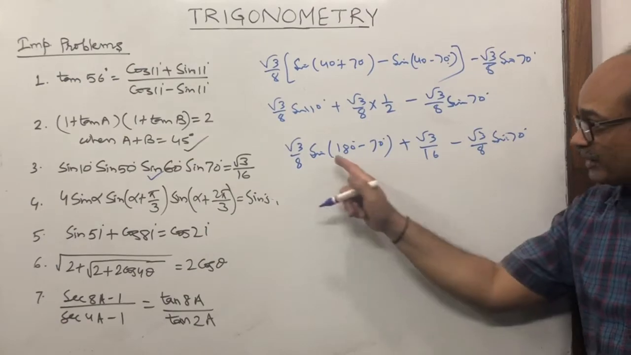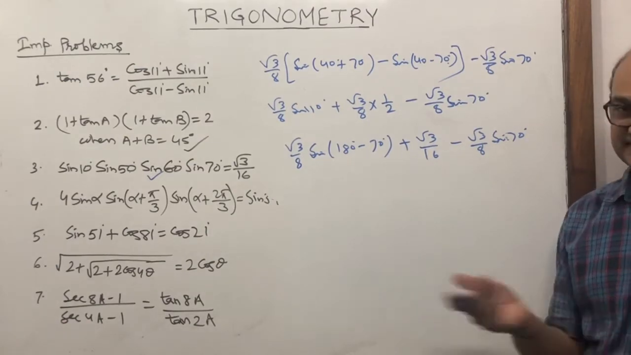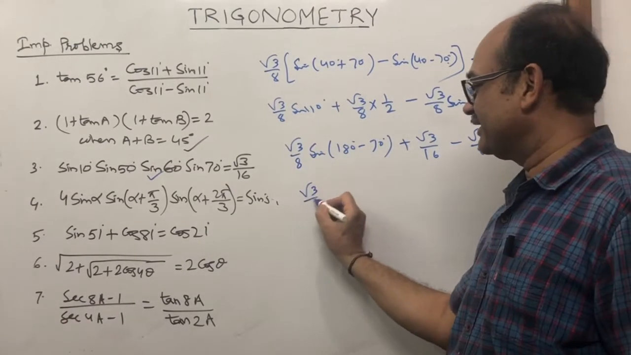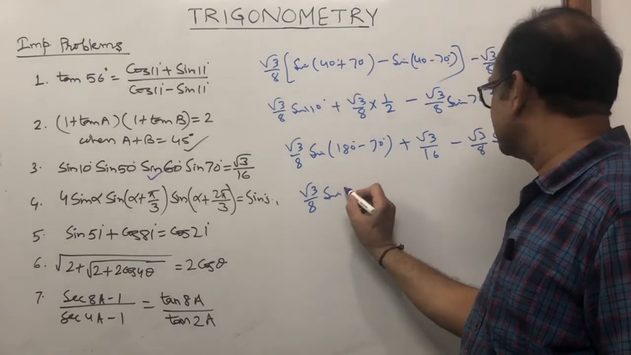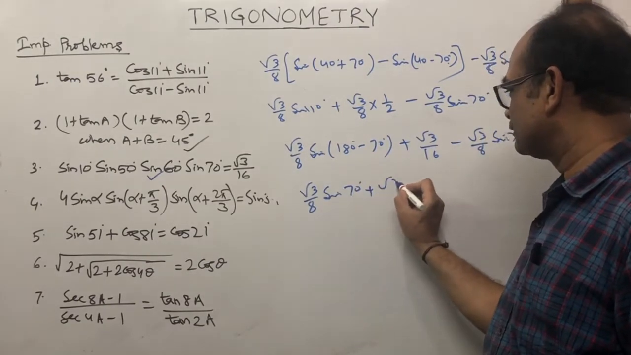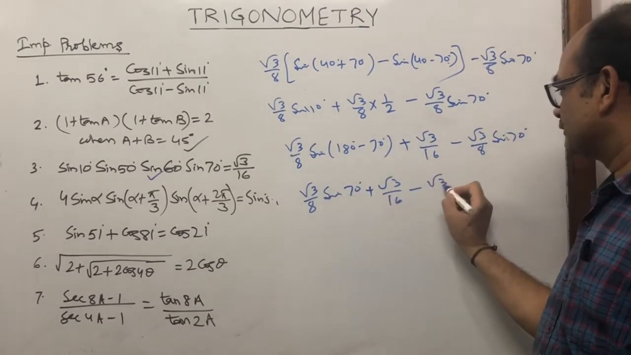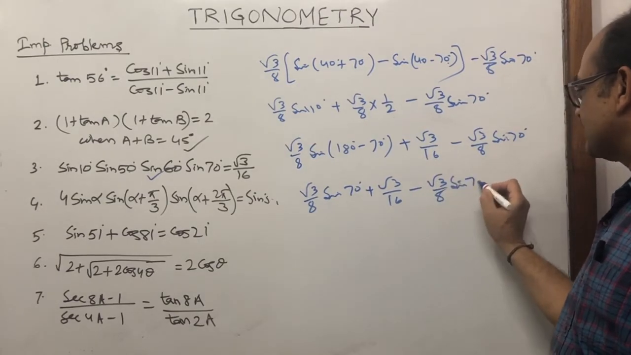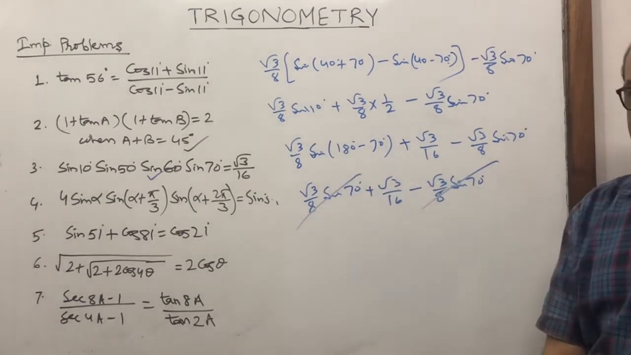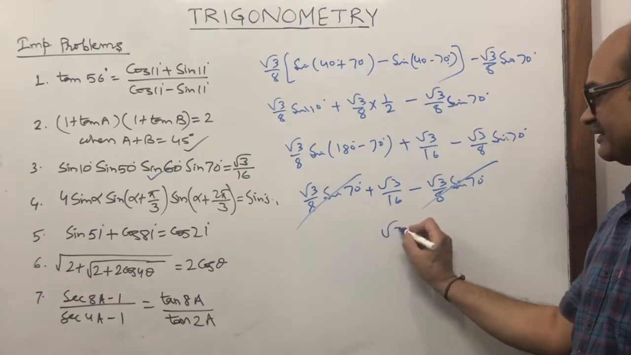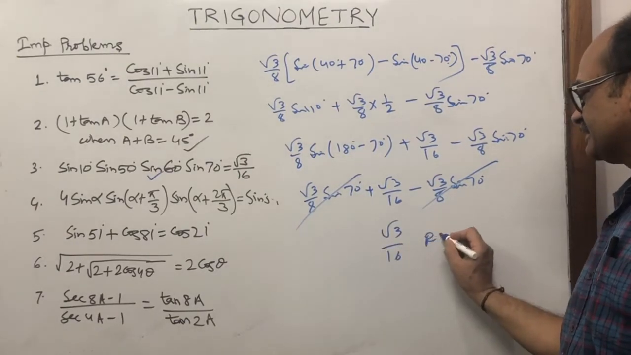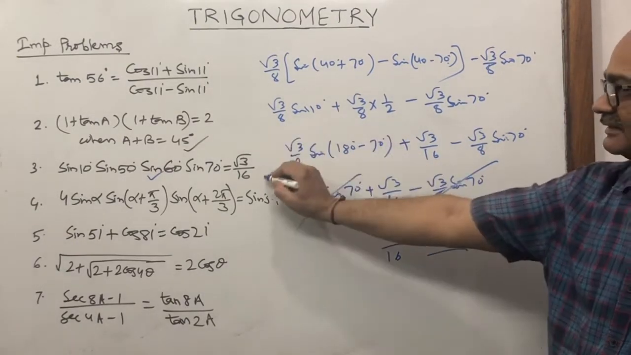Now tell me, what is sin 180 minus theta? Sin theta. So root 3 by 8 sin theta, root 3 by 16, root 3 by 8 sin 70. Cancel out. What we are getting, root 3 by 16, that is RHS.